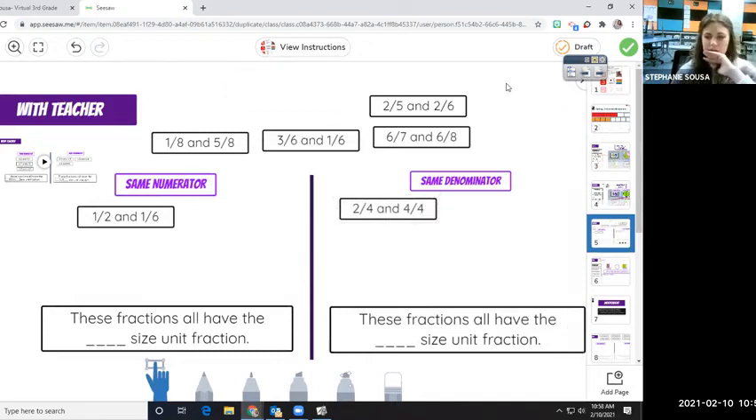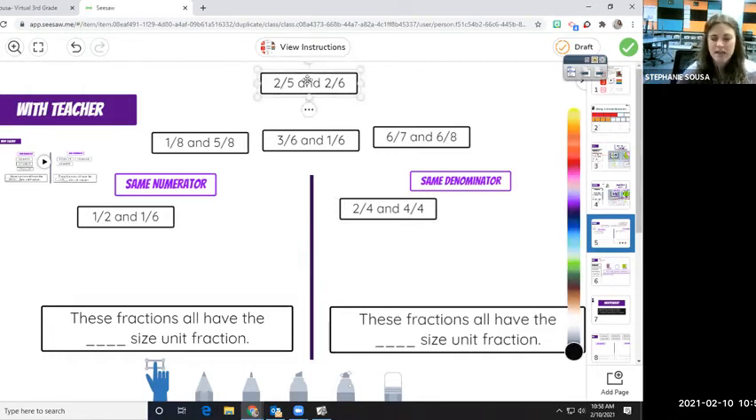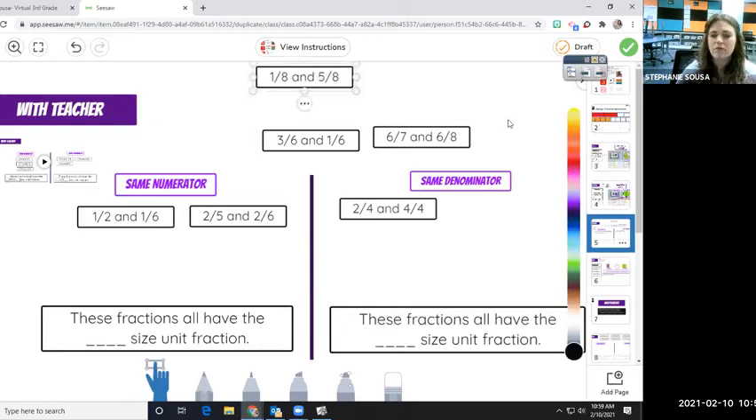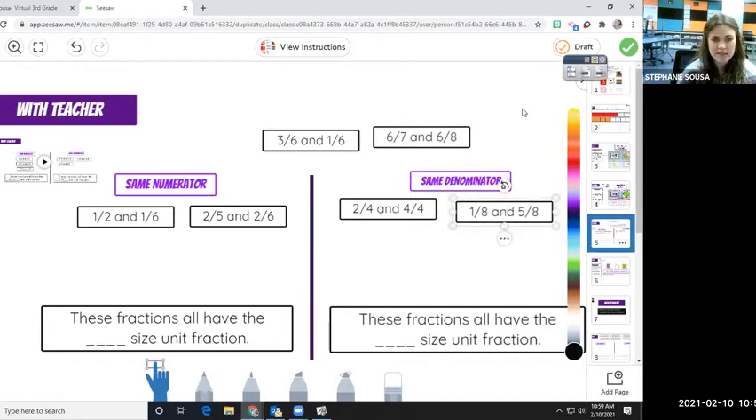Good Lord, people. Next one, 2/5 and 2/6. Same numerator, same denominator. Where's it at? Is it the numerator up top that's the same, the denominator down bottom? Thank you. Same numerator. Very good. That top number is the same. 1/8 and 5/8. Same numerator, same denominator. Down low. That's right. That denominator is the same. So they have the same size piece.